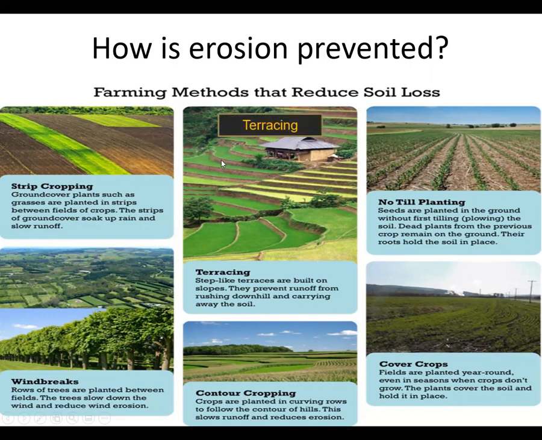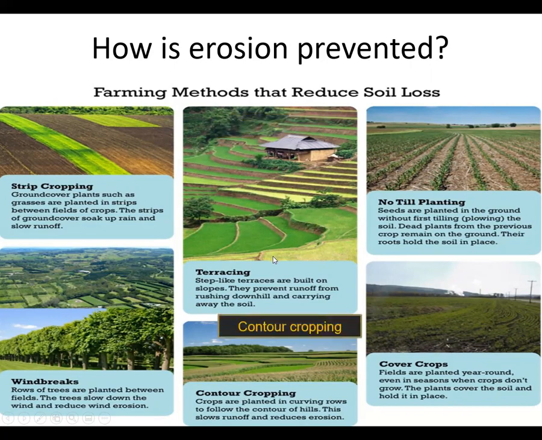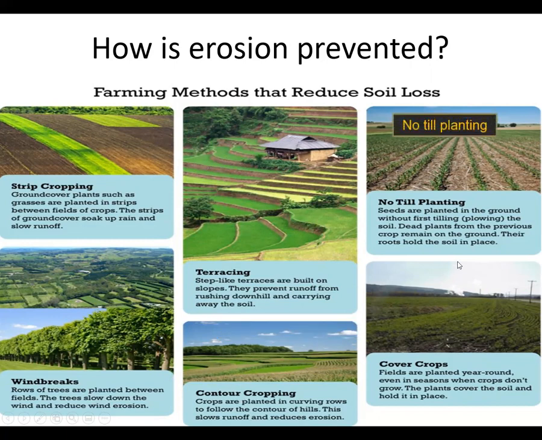Terracing is another way. Terracing slows down the flow of runoff, thus slowing down erosion. Contour cropping is the process of planting the crops following the contour of the land or the shape of the land. No-till planting is another one. It means that the farmers don't till or plow the soil anymore, but instead cover the soil with the crop residues of the previous harvest.